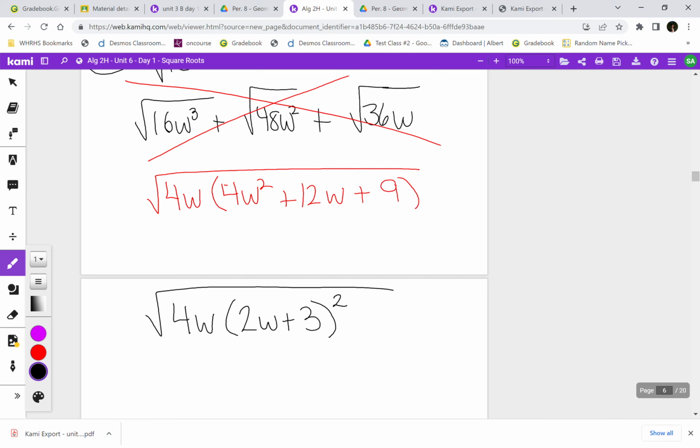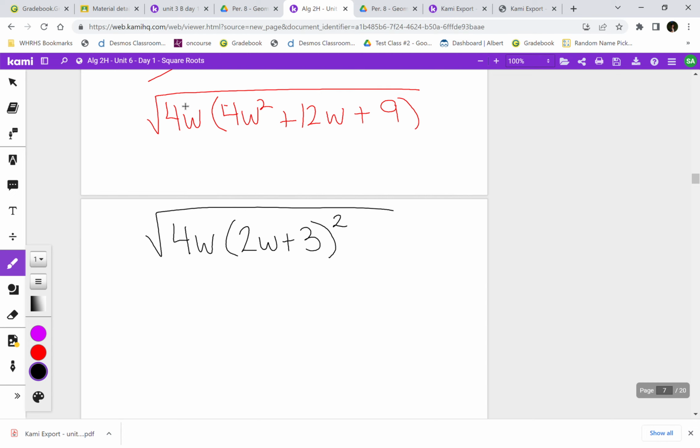Do we agree multiplication now? Multiplication between the 4 and the W. Multiplication between the W and the quantity of 2W plus 3 squared. Yes? All right. Can we simplify through multiplication and sort of look at each thing as its own? Absolutely. Square root of 4 is 2. So a 2's coming out. Can I pull this W out or do I have to leave it? Leave it.